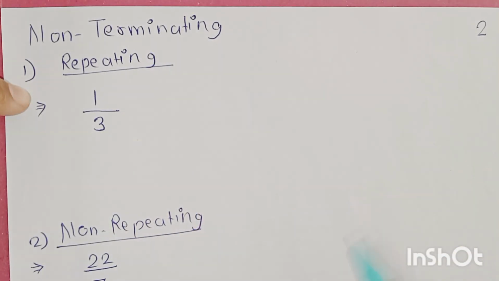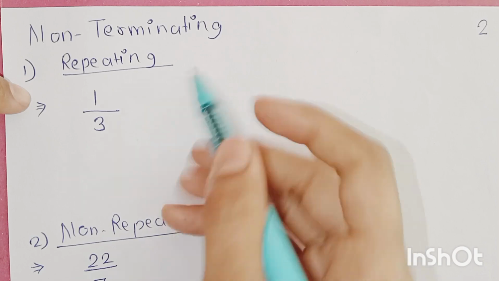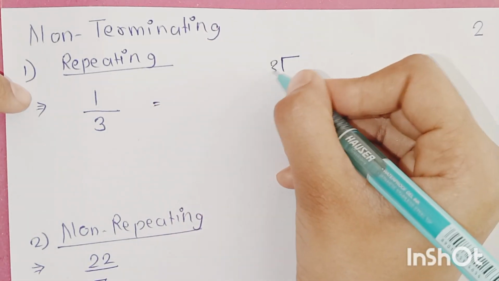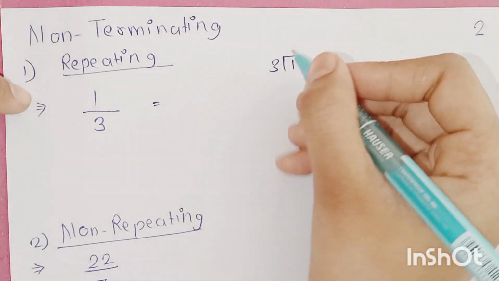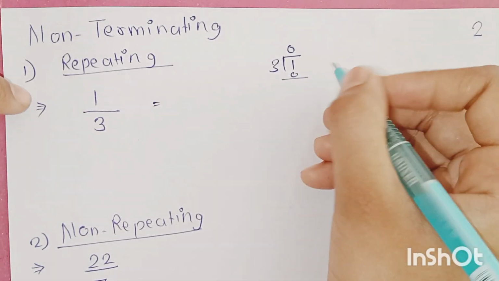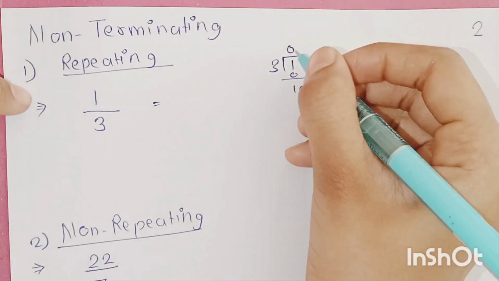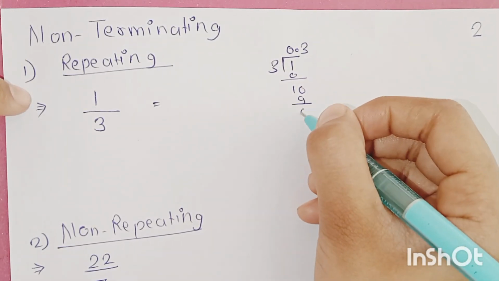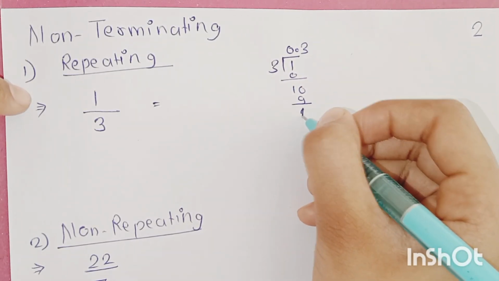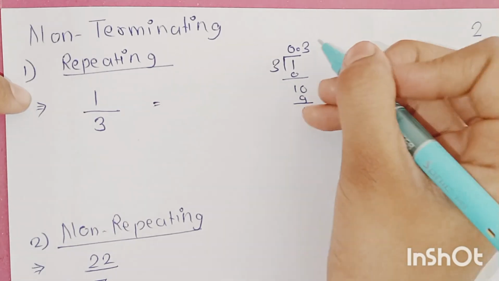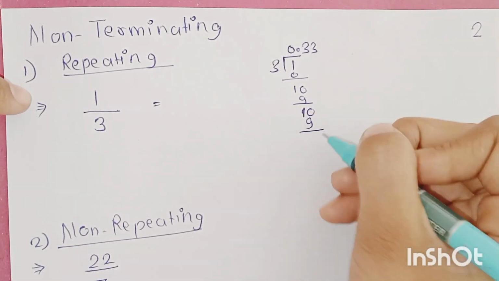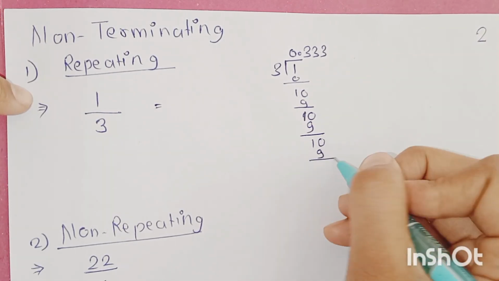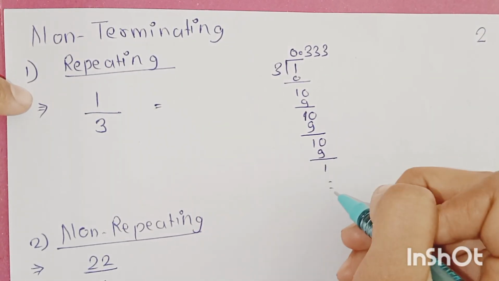As I told you, it has two types, repeating and non-repeating. So when we divide 1 upon 3, we will get one repeated number after the decimal point. Let's divide. 3 is the divisor. 3 zeros are 0, 1 carry, 10, 3 threes are 9, 1 remainder, then again what will happen? Again 10, 3 threes are 9. Again 1, 10, 3 threes are 9. Continuously, this will only happen, right?